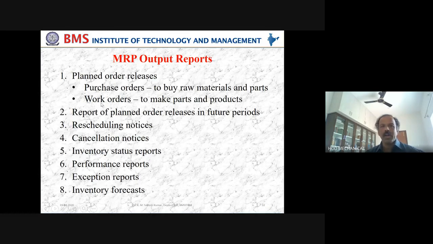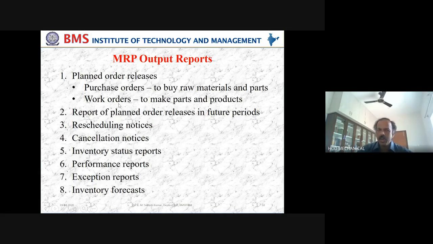Then there is something called a work order. Work order is to make parts or products. Please understand the difference between purchase order and work order. A purchase order is when you procure the raw material required to produce the component. The work order is where you directly order for the product itself. That is nothing but subcontracting.